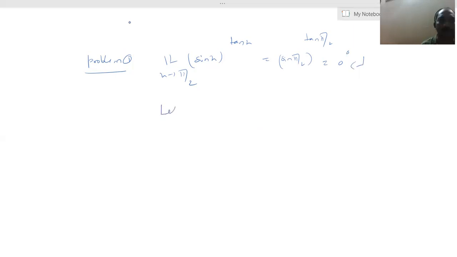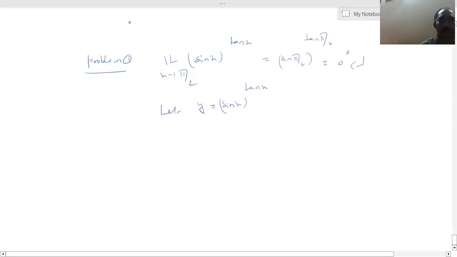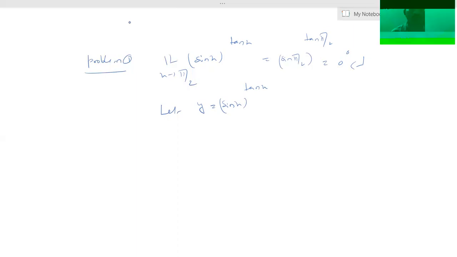Let y equal to, no L'Hospital rule. Just let y equal to sin x power tan x. Whenever 0 by 0, infinity by infinity, or 0 into infinity, infinity minus infinity, we convert to 0 by 0 form and apply the L'Hospital rule. Whenever you see the exponential form, 0 power 0 or 1 power infinity or infinity power 0, take the given function equal to y.